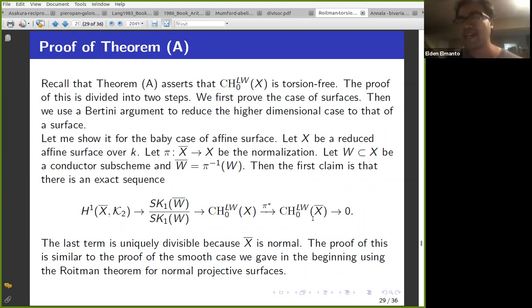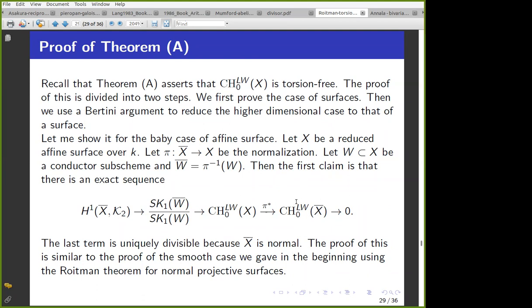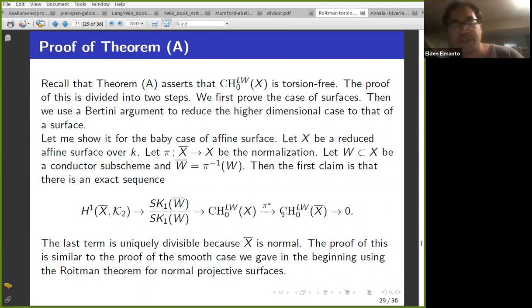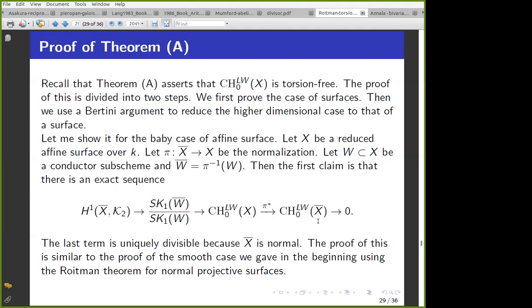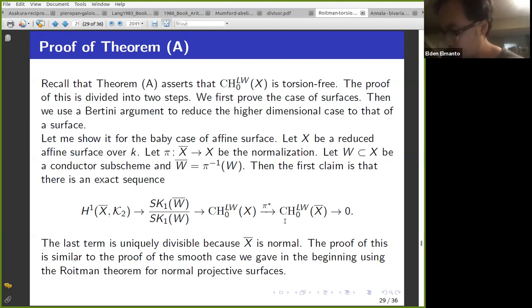Right. So I guess this is due to Thomas Geisser or something like this. No, this is the theorem of myself and Srinivas. Sorry, not for surfaces, for higher dimensions. Yes, in higher dimension.